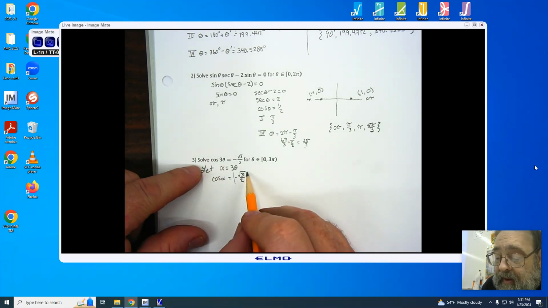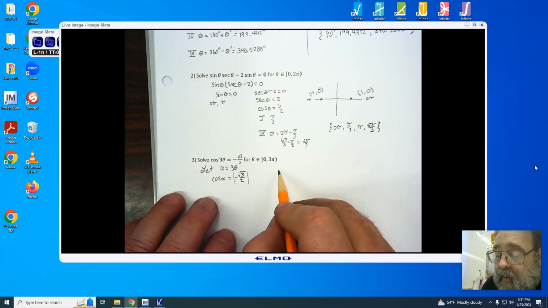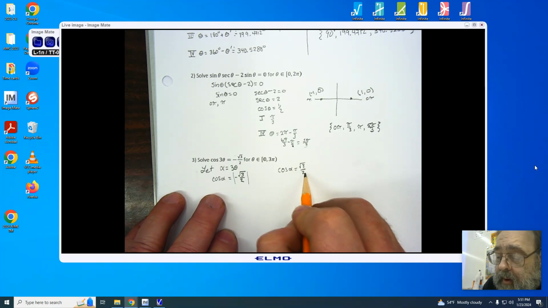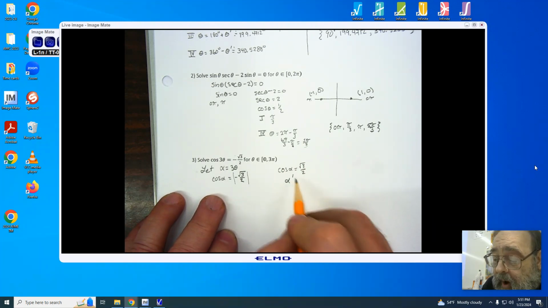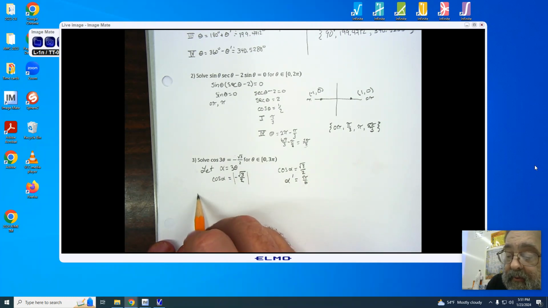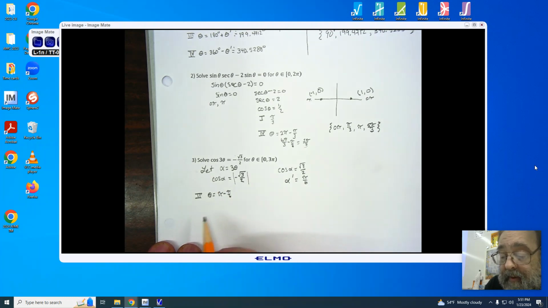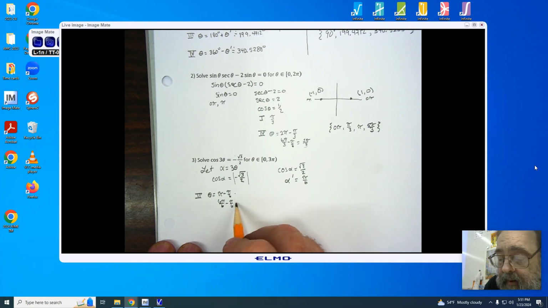The reference angle will be the absolute value of this, and I will be working with the cosine of alpha equaling root 3 over 2, and that will tell me that the alpha prime is going to be pi over 6. Going to the second quadrant, I know that the theta will have to be pi minus pi over 6. Getting the common denominator, I'm looking at 6 pi over 6 minus pi over 6, and I will get my first answer, 5 pi over 6.